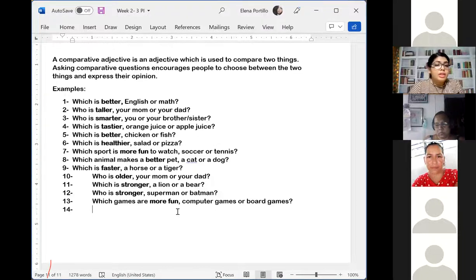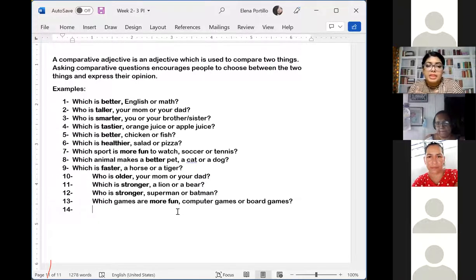Which is tastier, orange juice or apple juice? Oh, for me, it's orange juice because it is more sweet. Or in the case of apple juice, because I don't like things that are with a lot of sugar. We can give that explanation at the end of the chosen thing. Then, which is better, chicken or fish? We can make our mind and think, I think it's better the chicken because I like the flavor. Fish, it is not my favorite thing to eat.